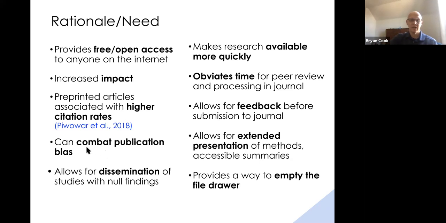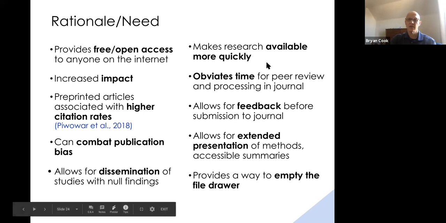higher citation rates. It can help combat publication bias. If you're having trouble getting a paper with no results published, or a paper that others just don't find particularly compelling for whatever reason, put it out there as a preprint or as a print. Then it is available to be included in syntheses and meta-analyses and helps combat that publication bias. So that relates to the next point. Makes research available more quickly.